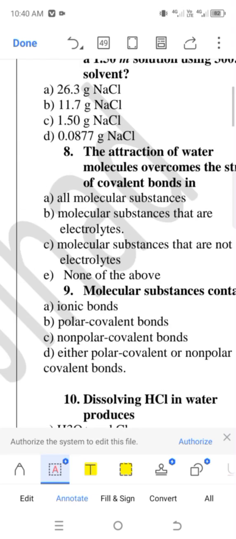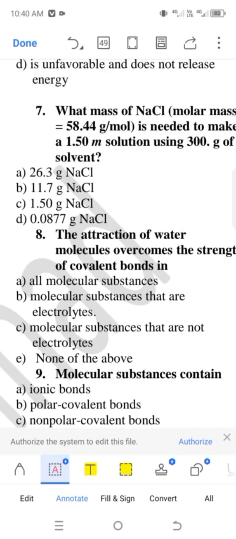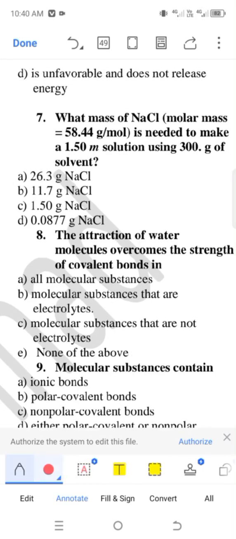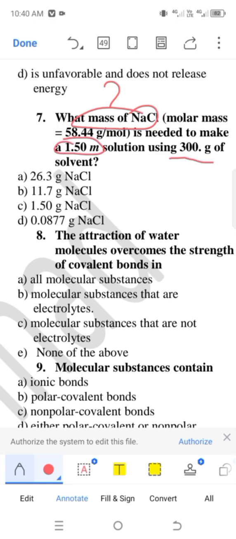Question number 7, it's a little bit of calculation. Let us solve the question. What mass of NaCl is the requirement, and the molar mass is given. It needs to make a 1.5 molar solution. The molality is given, and the mass of the solvent is given.